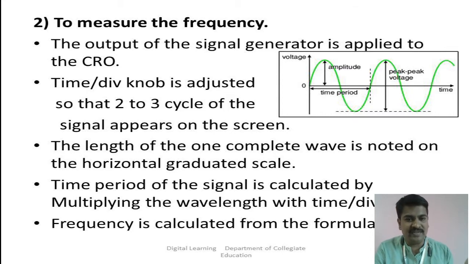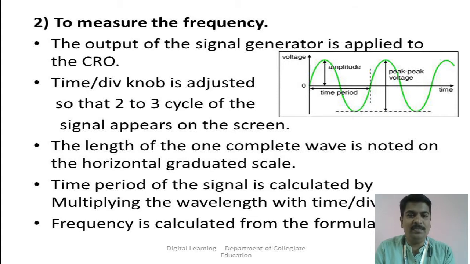You cannot measure the frequency with the help of the multimeter. The multimeter can only measure current, voltage, resistance, capacitance, inductance, but it will not measure the frequency. Of course, there are advanced multimeters which do measure the frequency, but our regular lab multimeters will not measure the frequency, and even those multimeters are limited to certain frequencies. High frequency cannot be measured with an ordinary multimeter. So the only suitable instrument to measure the frequency is the CRO, the cathode ray oscilloscope.